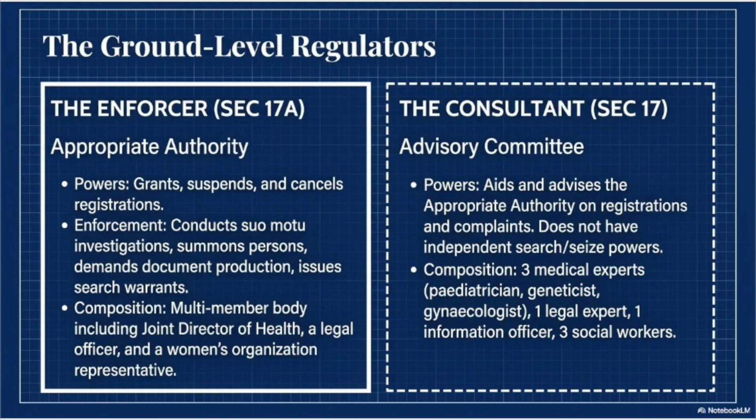At the ground level, the appropriate authority, referred to as the enforcer, grants, suspends, and cancels registrations and can conduct suo motu investigations, summon persons, and issue search warrants. It includes the Joint Director of Health, a legal officer, and a representative of a women's organization. The Advisory Committee, referred to as the consultant, aids and advises the appropriate authority but has no independent search or seizure powers and is composed of 3 medical experts, 1 legal expert, 1 information officer, and 3 social workers.